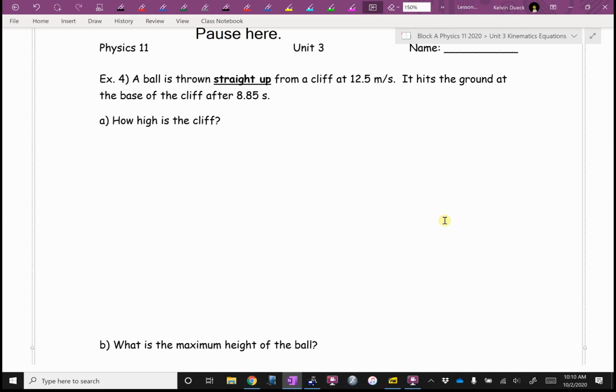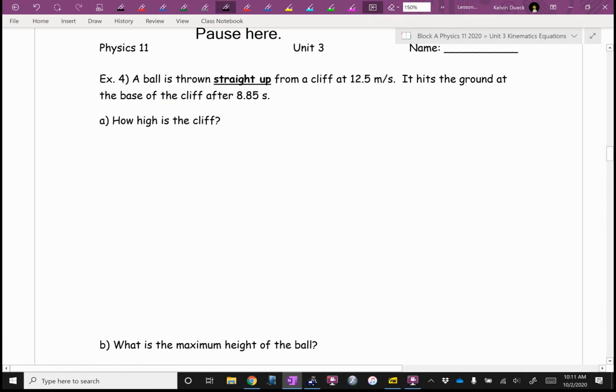Okay. So ball is thrown straight up from a cliff at 12.5 meters per second. By the way, what if instead of straight up, what if I threw it straight down? I wouldn't say 12.5 meters per second. What would I say? Negative, but I can handle it. The math will take care of itself then. It hits the ground at the base of the cliff after 8.85 seconds.